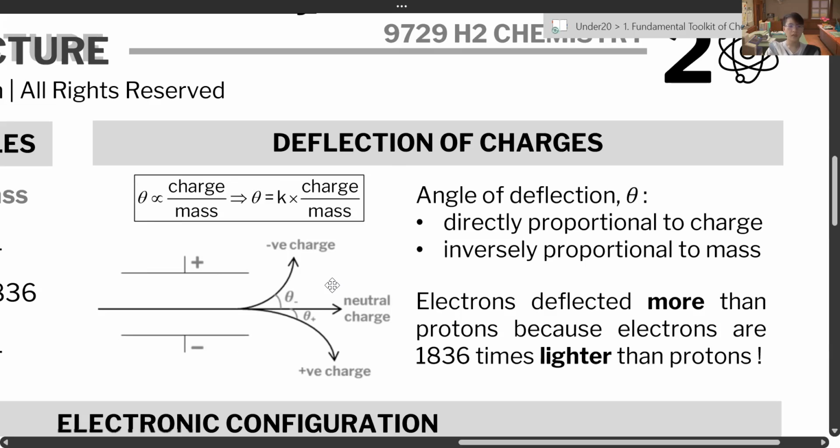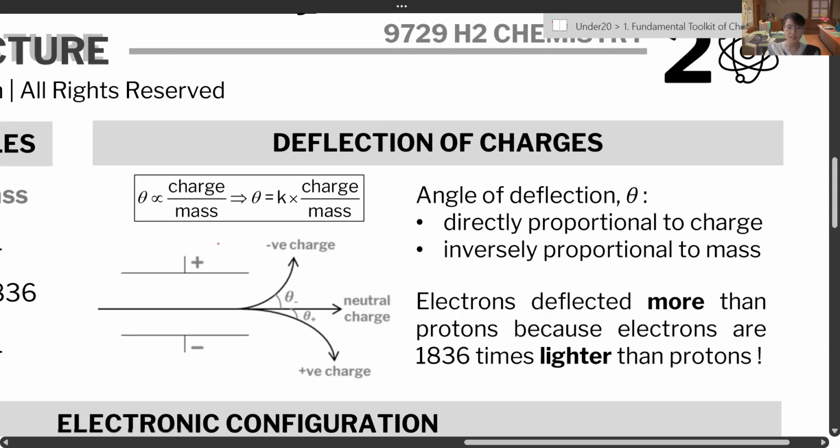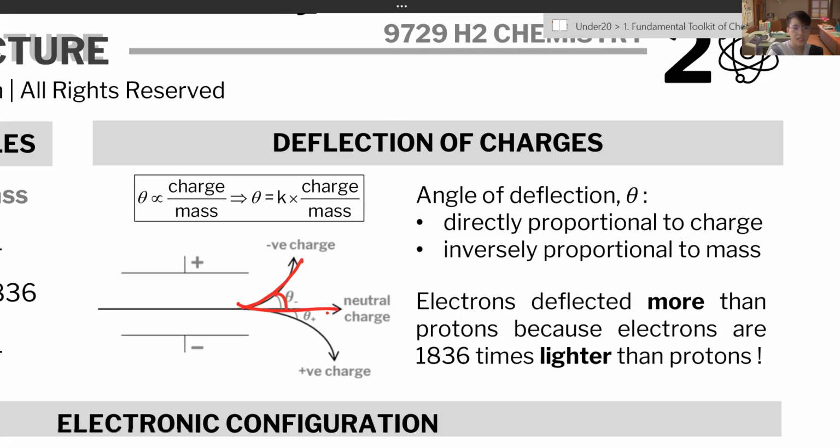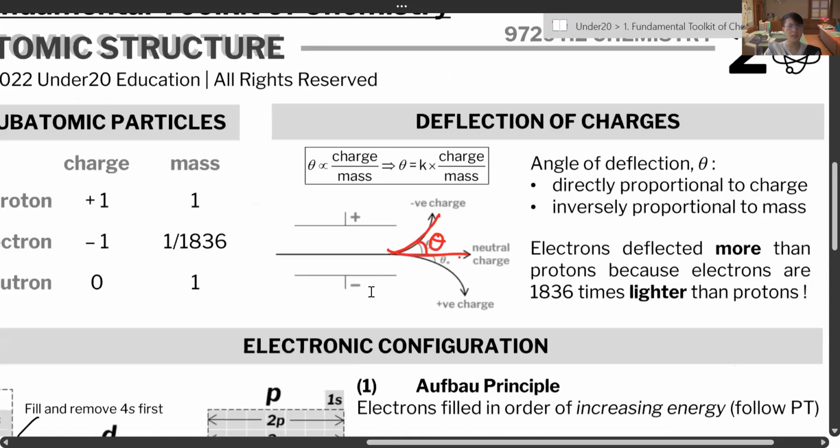So opposites attract. So the negative charge will fly towards the direction of the positive plate, and the positive charge will fly in the direction of the negative plate. Something that you need to take note of as well is where this angle is. The angle is actually according to the horizontal, right? So if it flies this way, the angle is actually this. That's something that most people draw wrongly, but okay. So an example I give you is over here, electrons are deflected much more than protons because electrons are 1,836 times lighter than protons.